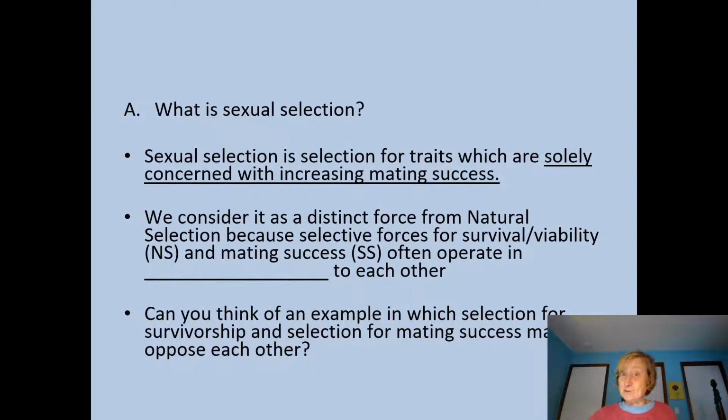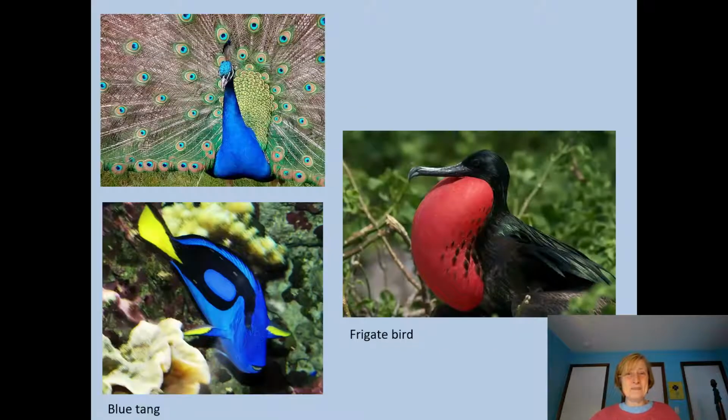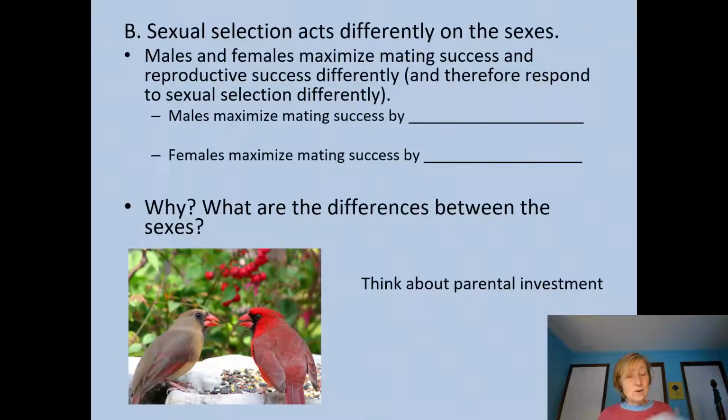Both can lead to the evolution of traits, or evolution in a population. Here are some examples of really elaborate, colorful displays in a couple of animals: a frigate bird, the peacock, and our beautiful blue tang. And these colors and the displays that go with them are attractive to potential mates, but there could also be predators catching those signals unintentionally, right? Okay, so what we know is that sexual selection acts differently on the sexes.